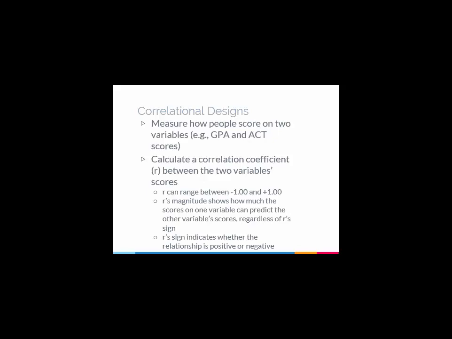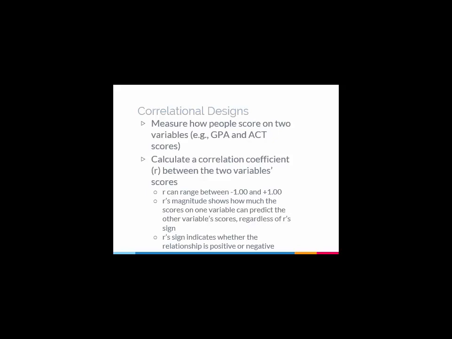If R is negative, it means that the variables move in opposite directions. An example of this would be class absences and overall grade in the course. As absences increase, typically grade in the course will decrease.